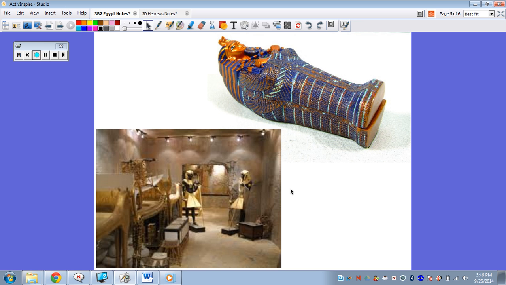Here's an example of some of the things that were buried with King Tut, obviously that rich sarcophagus, but then if you look at all of these things that were buried with him, they found Egyptian tombs with whole boats buried with them, again for the same reason.